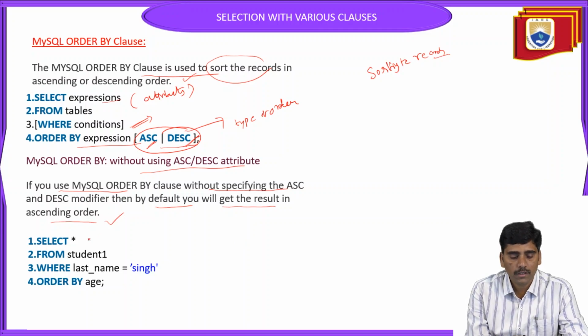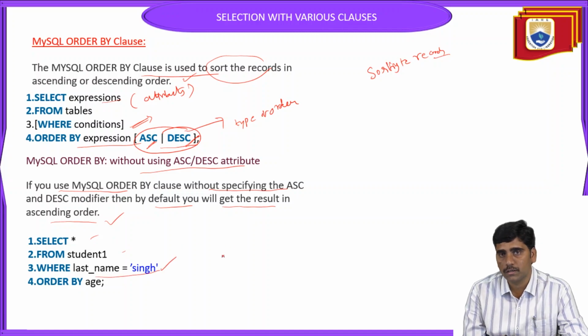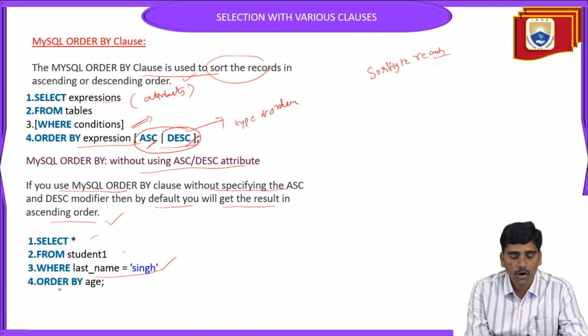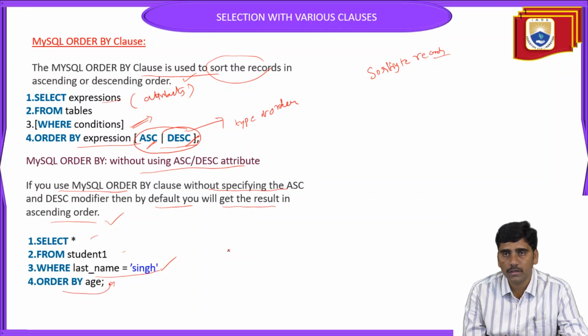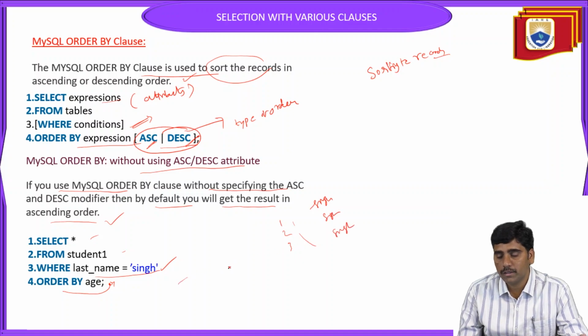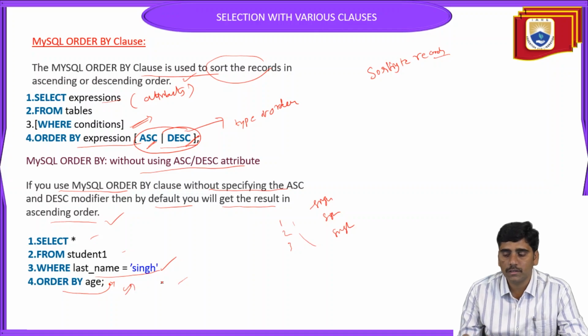So here: SELECT * FROM student1 WHERE last name equals Singh ORDER BY age. That indicates that whoever has the age from small to high, that means ascending order, will be displayed based on last name equals Singh. It displays in ascending order because we are not specifying either ascending or descending. So by default it displays in ascending order.